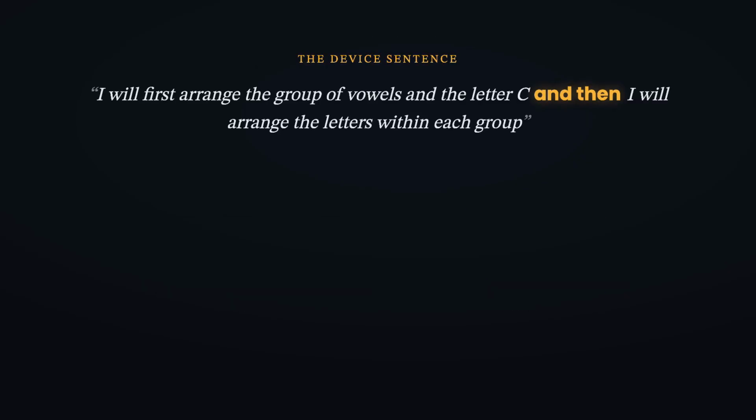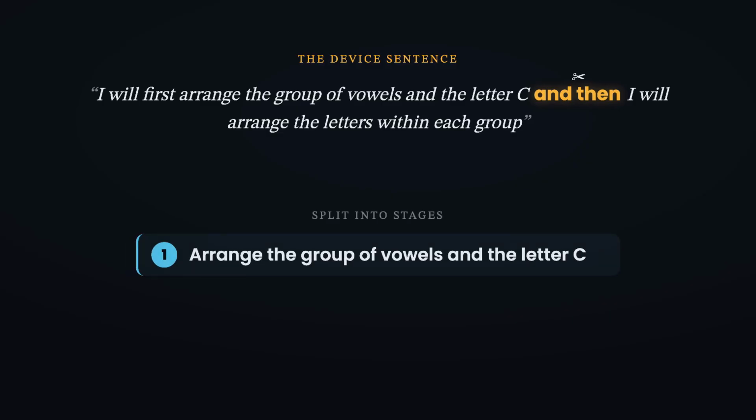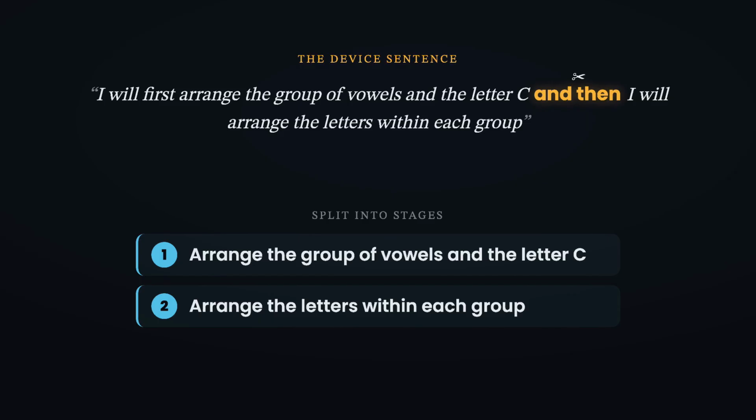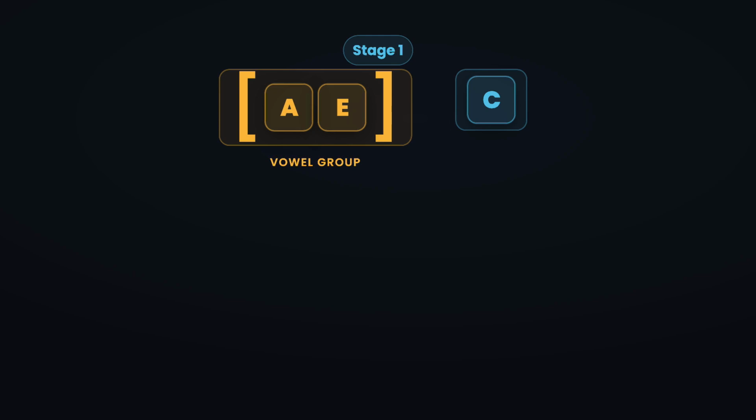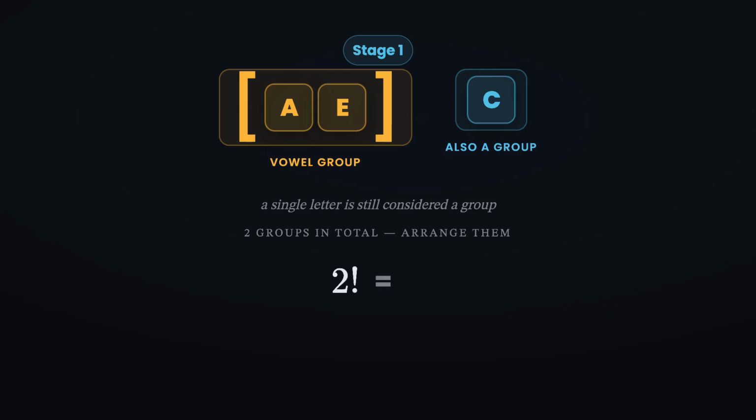I will first arrange the group of vowels and the letter C, and then I will arrange the letters within each group. Splitting into stages gives stage 1, arrange the group of vowels and the letter C, and stage 2, arrange the letters in each group. Now let's look at the first stage. There's 1 group of vowels and the letter C. Note that a single letter is still considered a group, so there are 2 groups in total. The number of ways to arrange them is 2 factorial, which is equal to 2. So there are 2 ways to do stage 1.